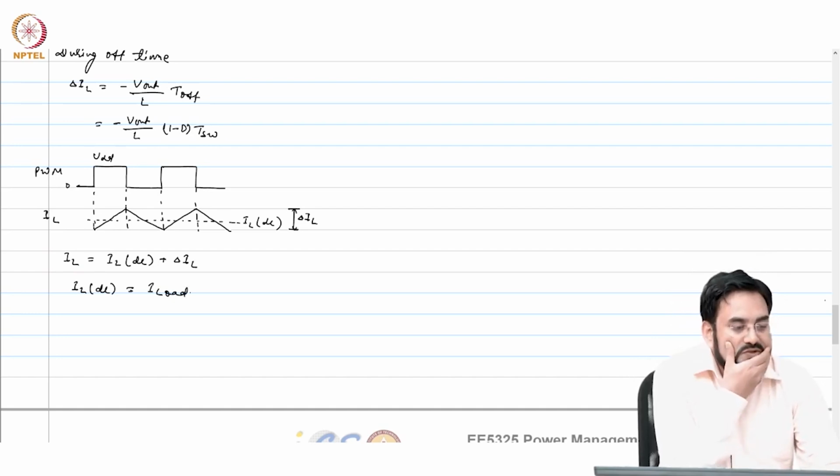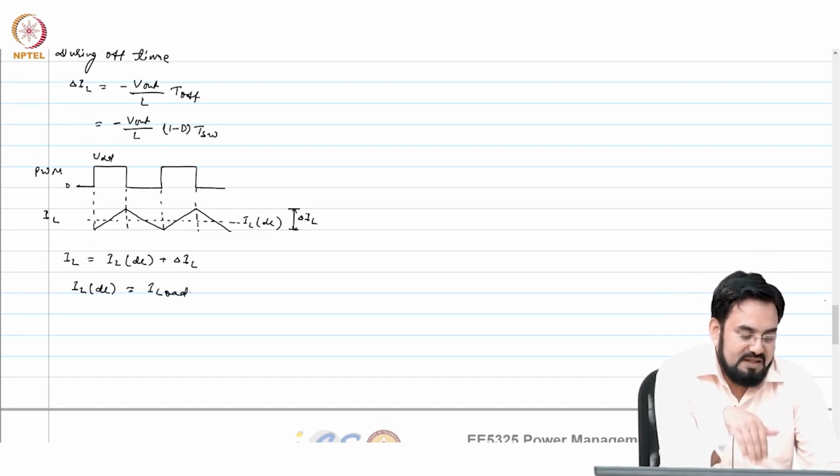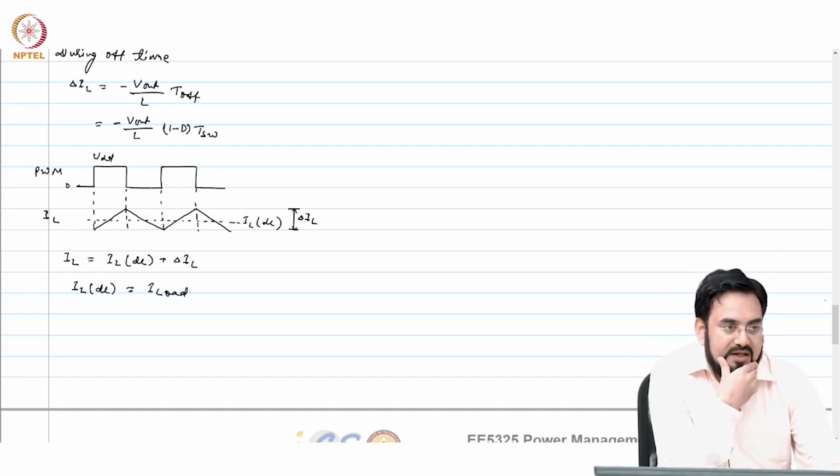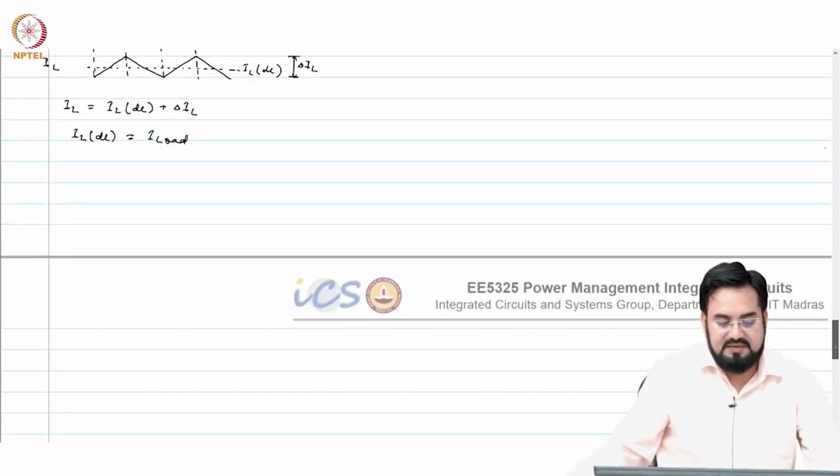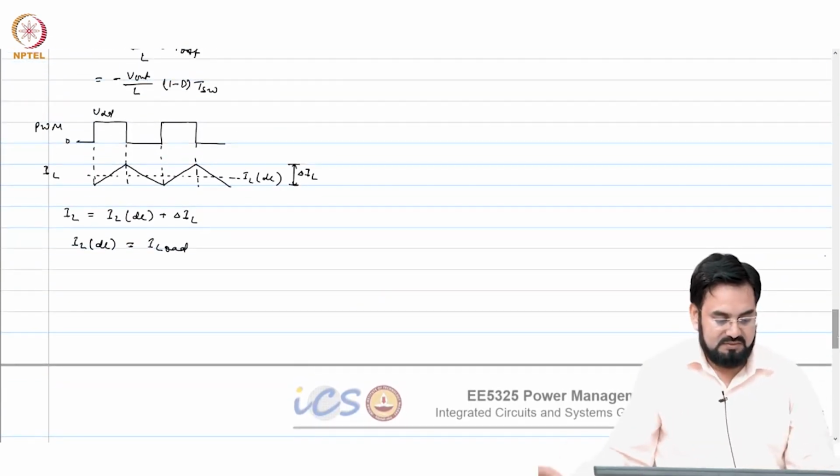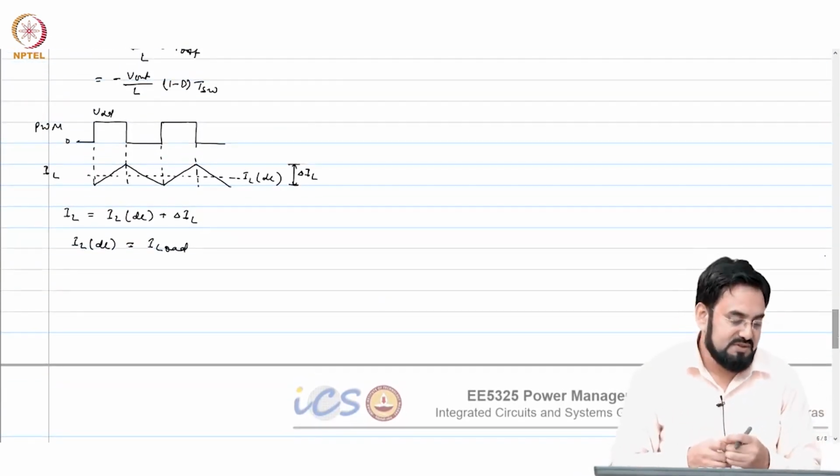Okay. So your average current, the inductor average current, will be the same as your load current if your output is constant. So in the steady state, your inductor current will settle to I load and output will settle to D times VDD.